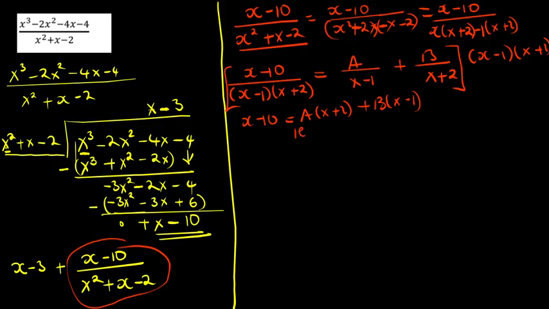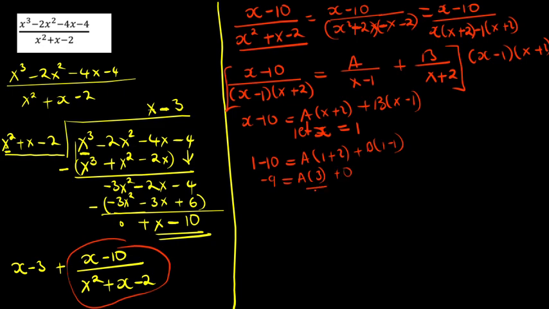Now I'll let the opposite of 1. Let x equal to 1. So it will be 1 minus 10 equal to a, then 1 plus 2. Then there to be 1 minus 10. So negative 9 equal to a there, then 3. Then that is what? 0. So I'll divide by 3, meaning that your a is equal to what? Negative 3. Then I'll also do on b.